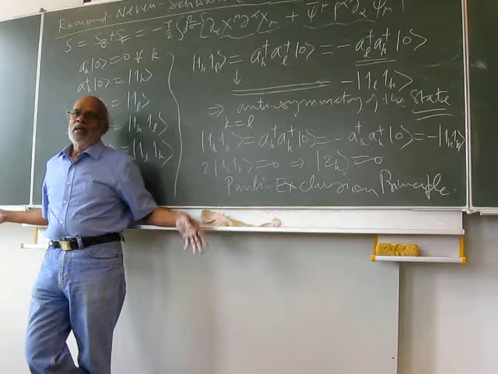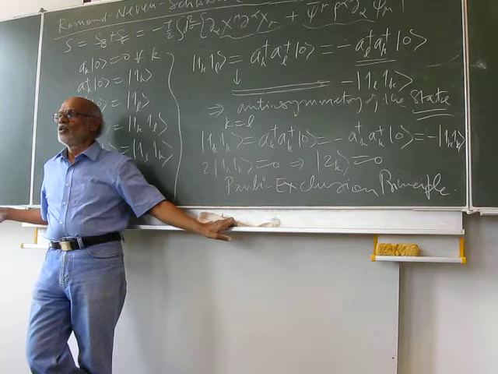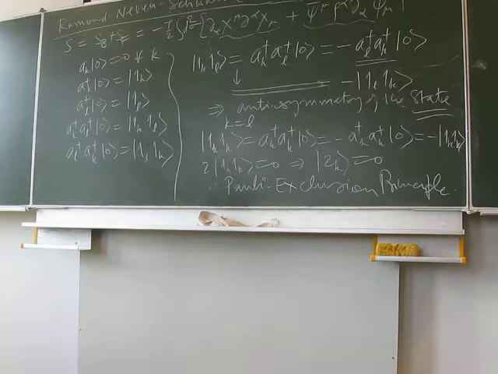So I make both the particles to be of the same type, and then the state vanishes. So this quantum state is not possible. Okay, so two identical fermions cannot stay in the same quantum state. Okay, and this is all about this.